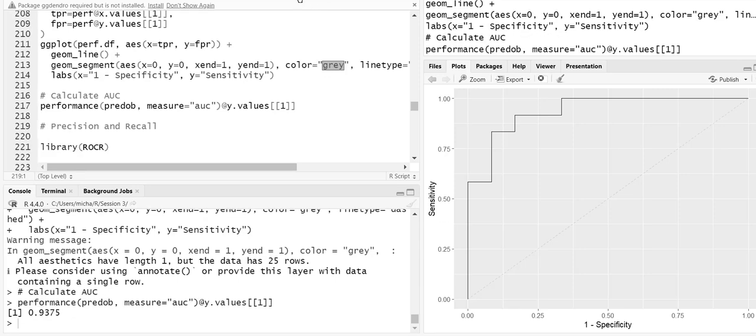And then we calculate the area under the curve, which is 0.9375. So remember, if it's 1, it's perfect. If it's 0.5, it's basically random.